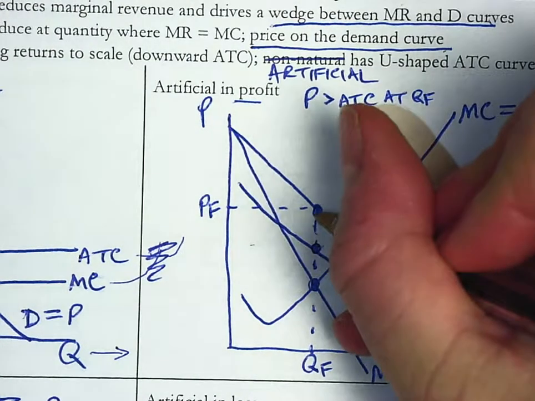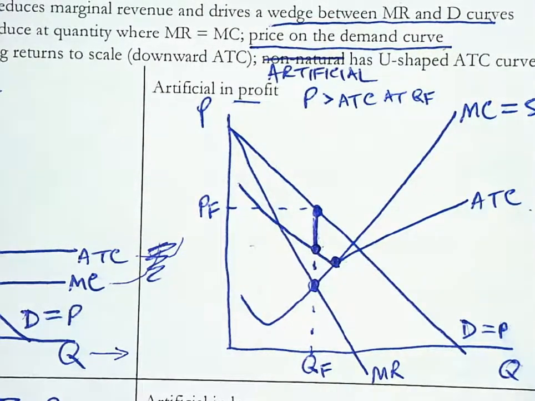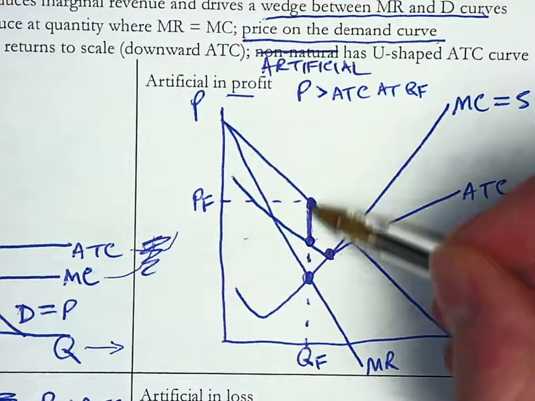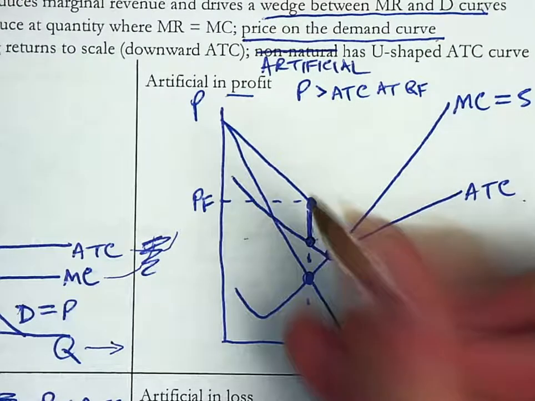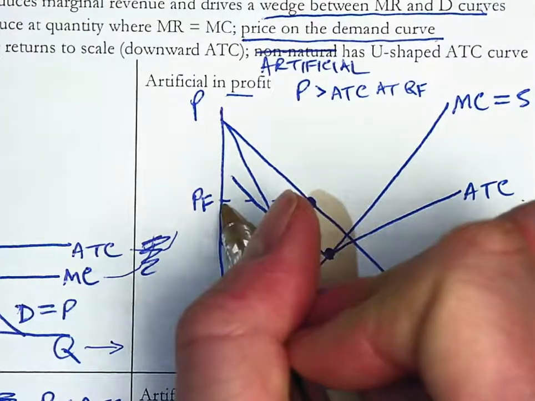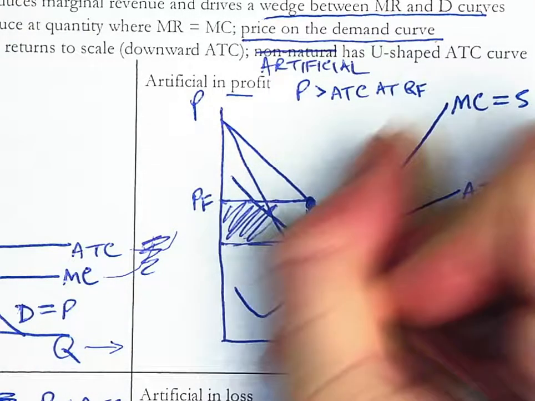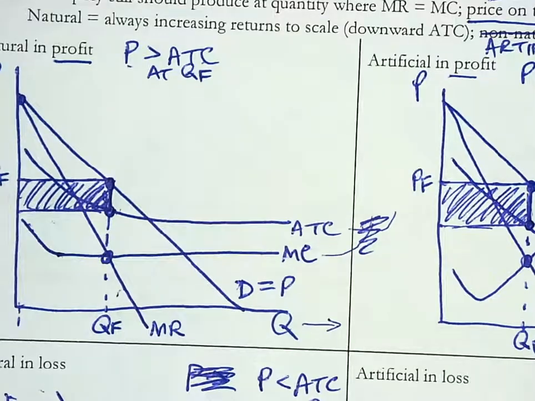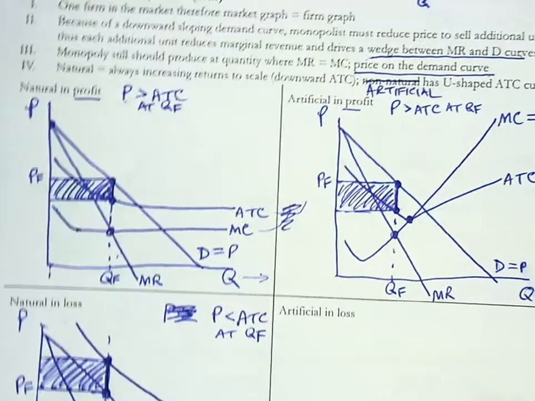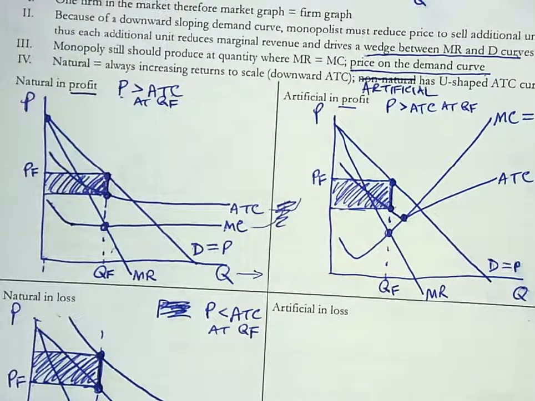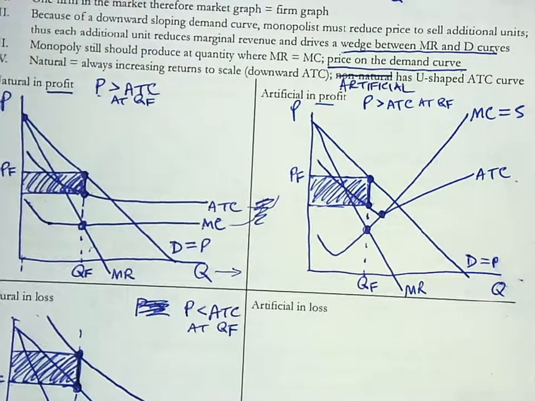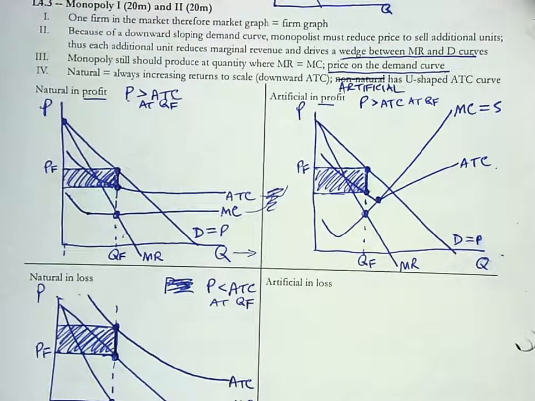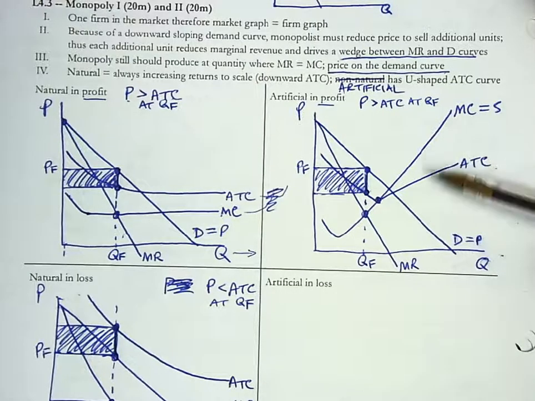And we're going to compare price to ATC, and that vertical distance from here to here is the profit per unit. And then if we go over and shade, that is our profit rectangle. Now I'll zoom back out a little bit. You can see it's basically the same picture, but a slightly different cost curve structure. So again, we're defining profit the same way each time: price is greater than ATC at the quantity QF, but it's just drawn a little different with these cost curves.